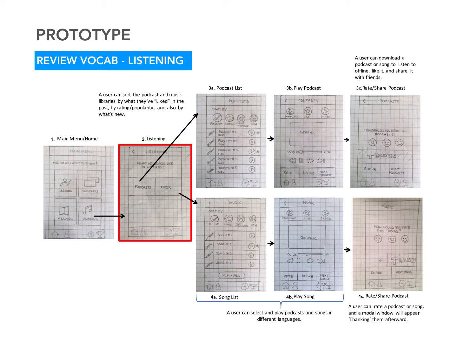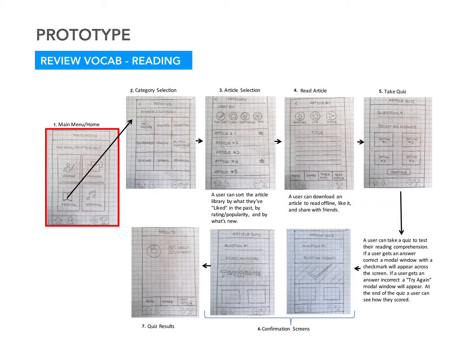The 3rd way of being able to be tested is listening. And again, you can listen to podcasts, you can listen to music, and then afterwards you can share the particular audio file or you can rate it. And then the final way, like I had mentioned, was being able to read. So being able to select articles, read articles, take a quiz on the article, and also being able to share or rate with friends.